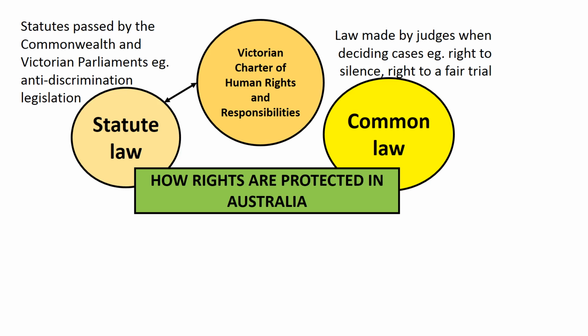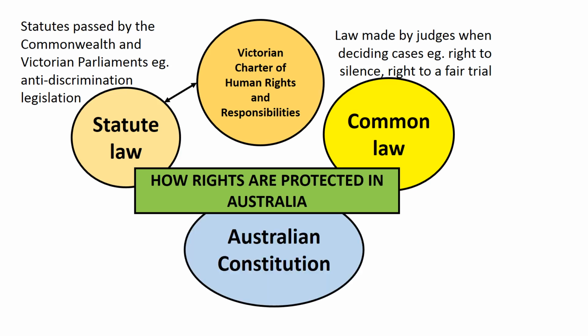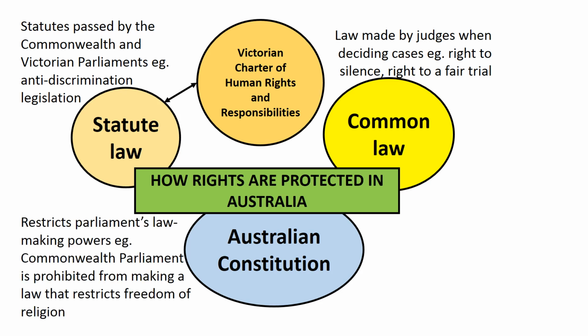The third way in which rights are protected in Australia, and which will be the subject of the third video, is under the Australian Constitution. The Australian Constitution protects various rights by restricting the law-making powers of Parliament. For example, the Australian Constitution prohibits the Commonwealth Parliament from making laws that restrict freedom of religion.